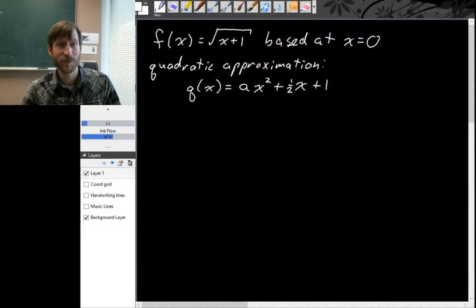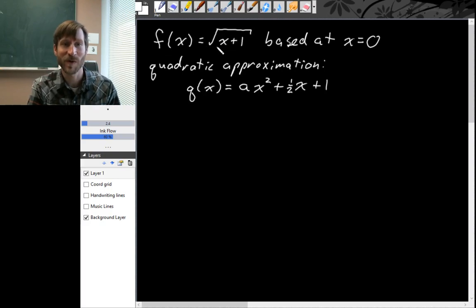I wanted to go into just a little bit more detail about how we chose our quadratic coefficient when we were finding the best quadratic to approximate that square root function in class today. So here's the function that we were working with. It was f of x equals square root of x plus 1, and we were trying to find approximations for this near x equals 0.